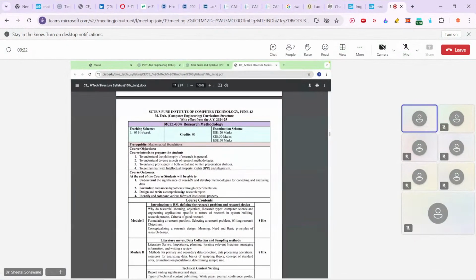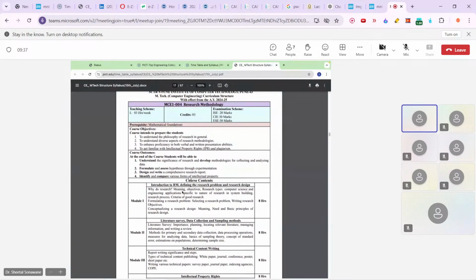So I will be giving you presentation topics based on the course content, and accordingly we will plan it, because it has to be continuous, and we have to prepare the evaluation accordingly.